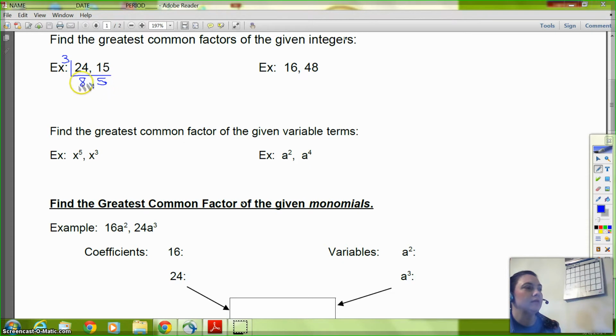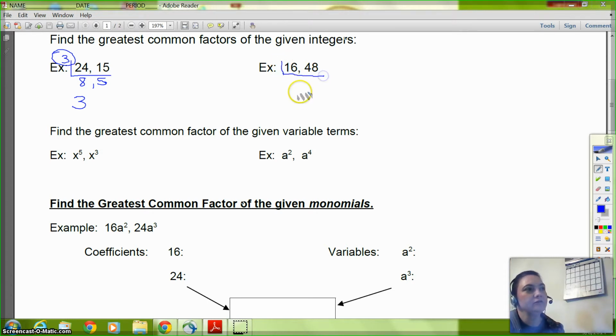Can I divide both of these by 5? And the answer is no. So I can't go any further than 5 because then I know that any number greater than 5 is not going to go in there. So this means that 3 is my greatest common factor. Okay, let's try this with 16 and 48.